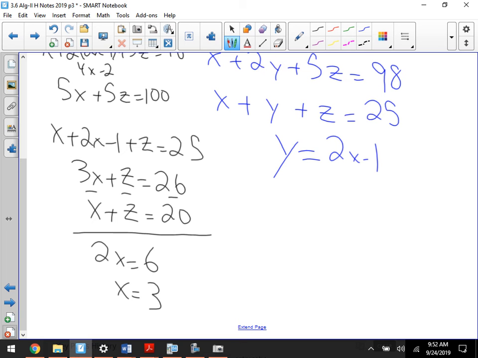So if x is 3, what's z? 17. So I know right away that x is 3, z is 17, and then y is 5. Nope. Because we know x is 3, 3 plus what is 20? Oh. And then 2 times 3 is 6, subtract 1 is 5. 3 plus 5 plus 17 is 25. Okay.